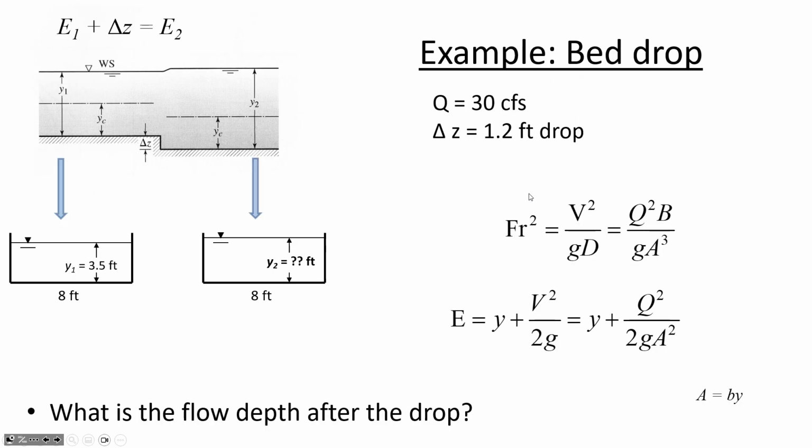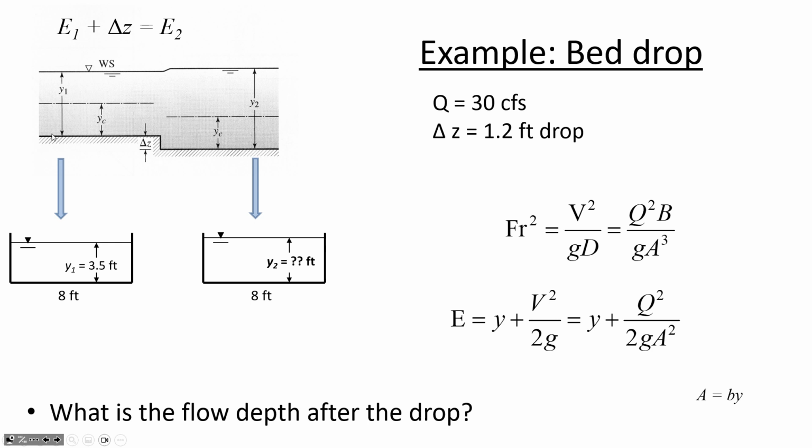So let's take a look at this case where we have 30 cubic feet per second. All right, so now all of a sudden we're in British gravitational units. Just as a reminder, if we have g in a formula, that's going to be 32.2 rather than 9.81. So at location 1, the channel is 8 feet wide, and the water was flowing at 3.5 feet of depth.